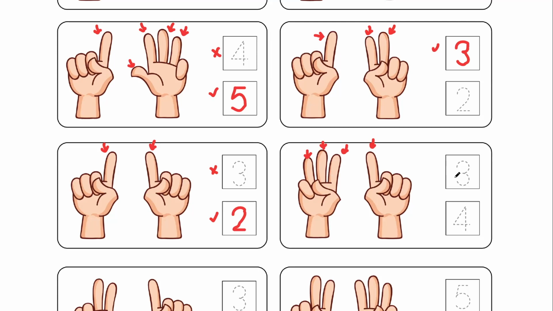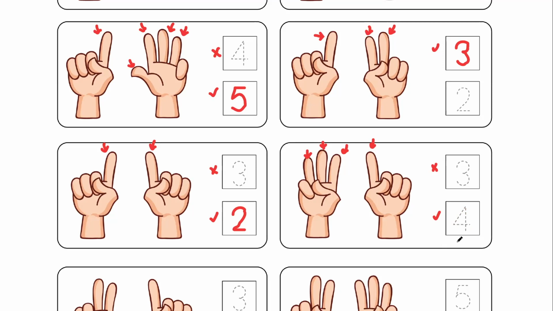In front of it, you got 2 boxes. This box contains number 3, which is the wrong answer. And this box contains number 4, which is the correct answer. That means that we would trace this number 4. So first of all, stretch the line from bottom to top. Now make a slant line in the downward direction. Now stretch the line from left towards right.